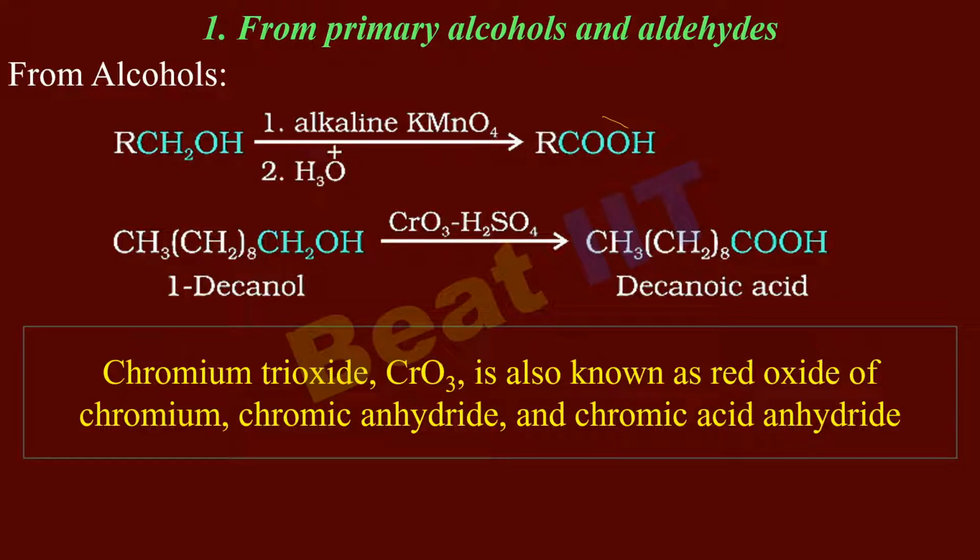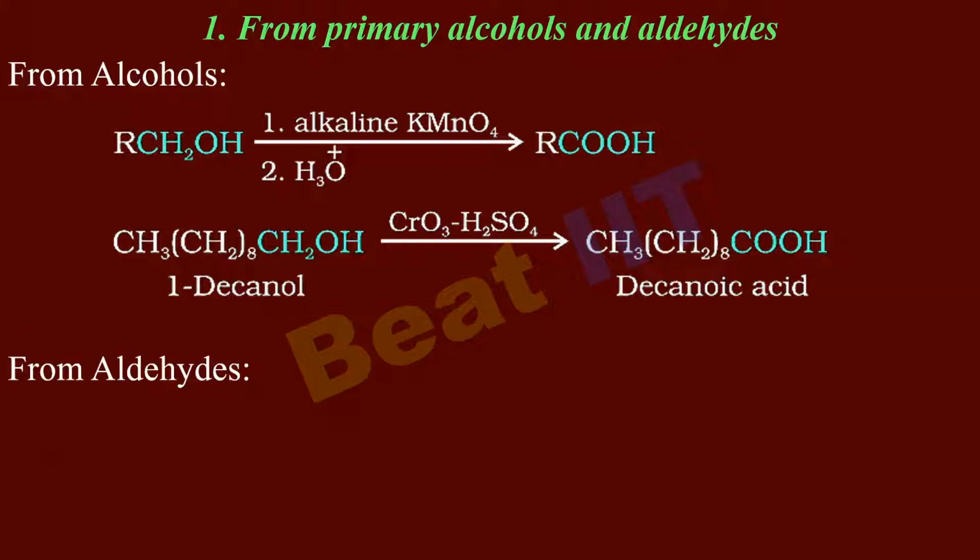Chromium trioxide is also known as red oxide of chromium, chromic anhydride, or chromic acid anhydride. Remember, it is not chromic acid, though sometimes it is written as chromic acid. You can call it chromium trioxide, red oxide of chromium, chromic anhydride, or chromic acid anhydride, the anhydride of chromic acid.